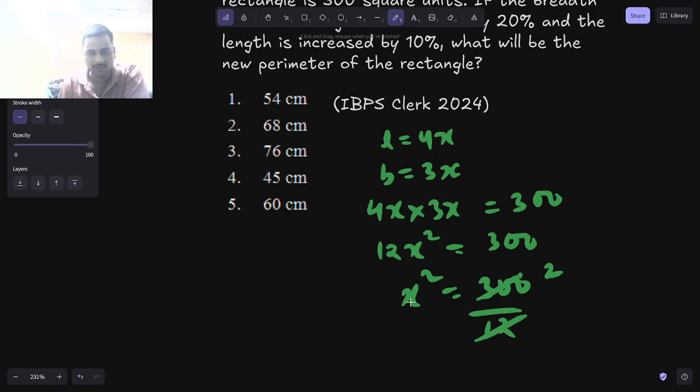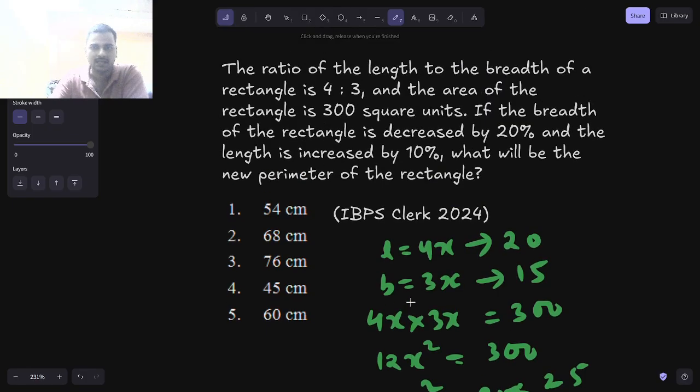So 300 by 12 is 25. So x you are getting as 5. So length becomes 20, breadth becomes 15. Now it is saying that the breadth of the rectangle is decreased by 20%. What is 20%? 20% is 1 by 5. 1 by 5 of 15 is 3.